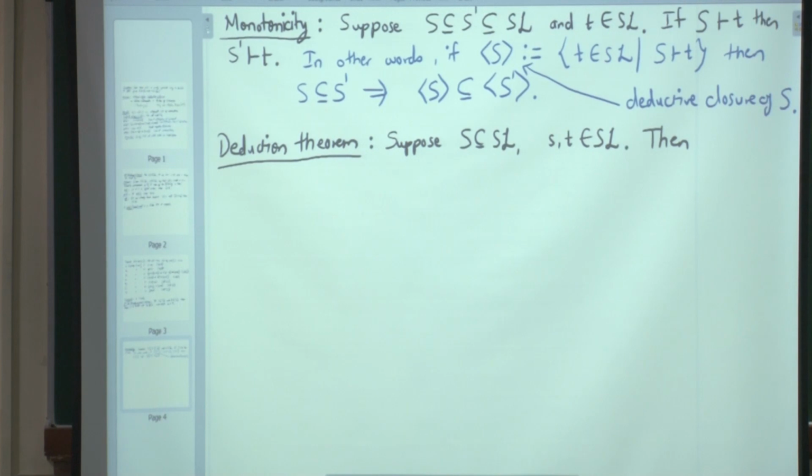there is a proof of s implies T from capital S if and only if there is a proof of T from S union capital S. Capital S union singleton small s.